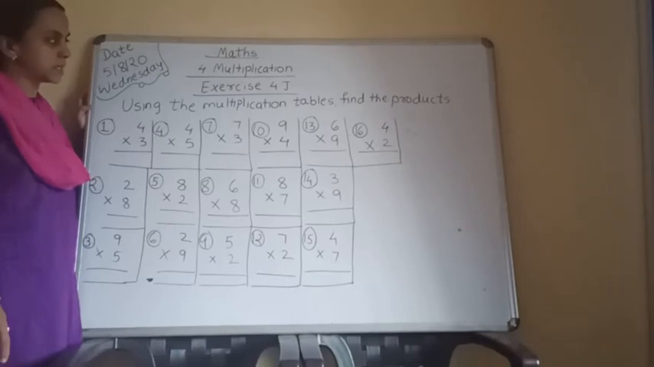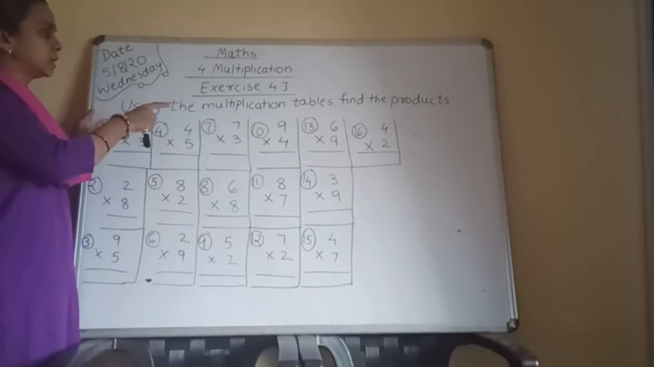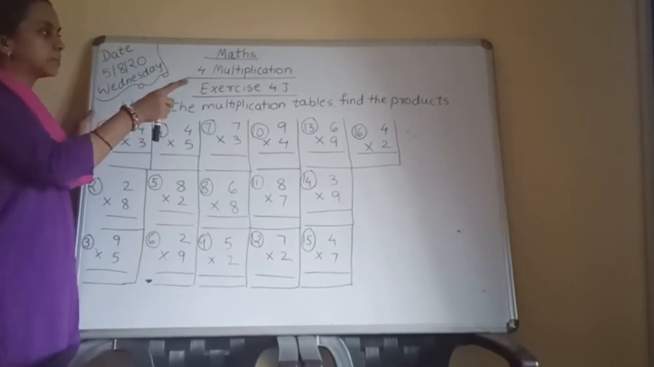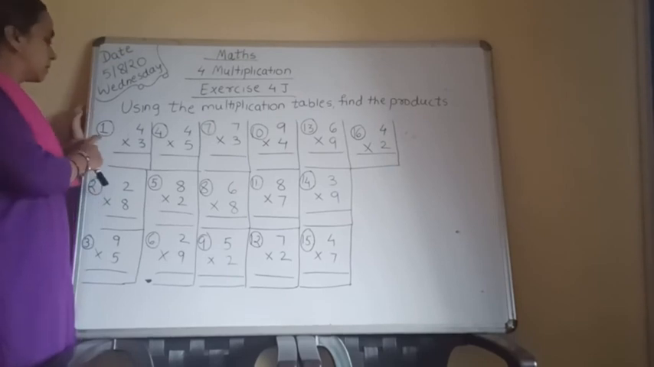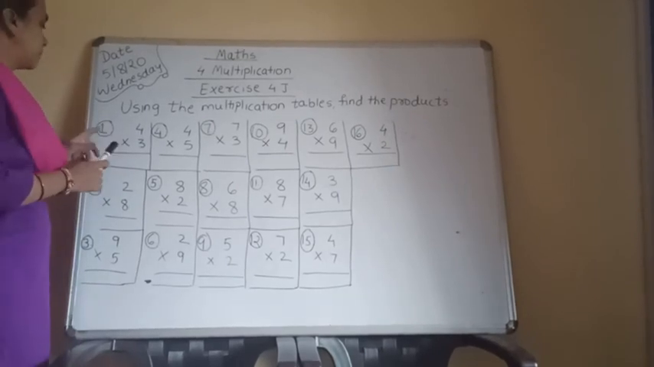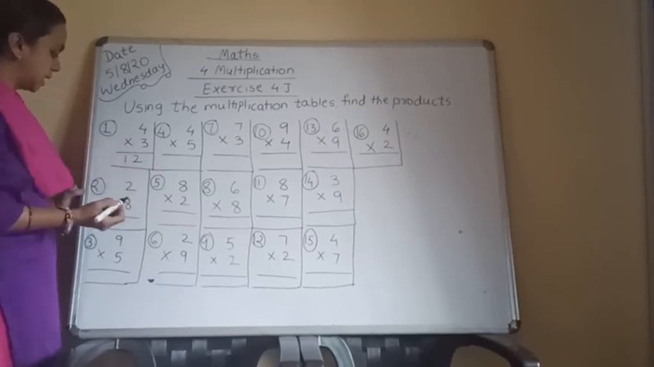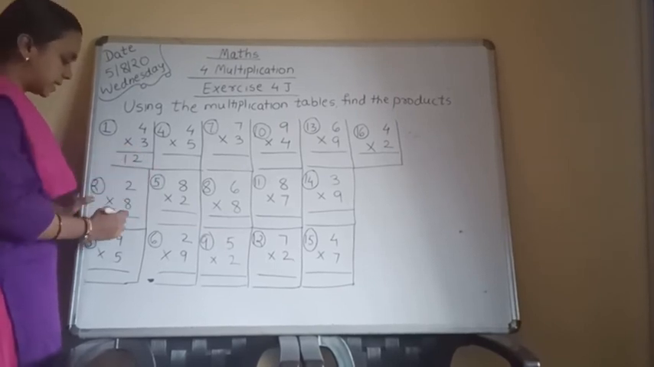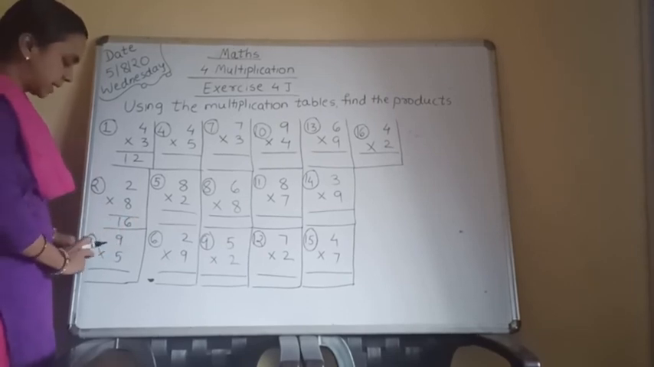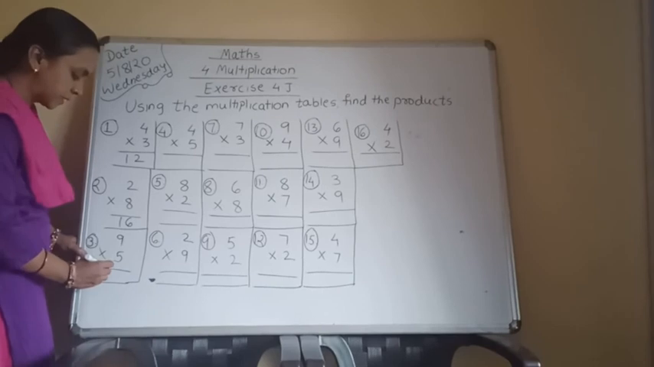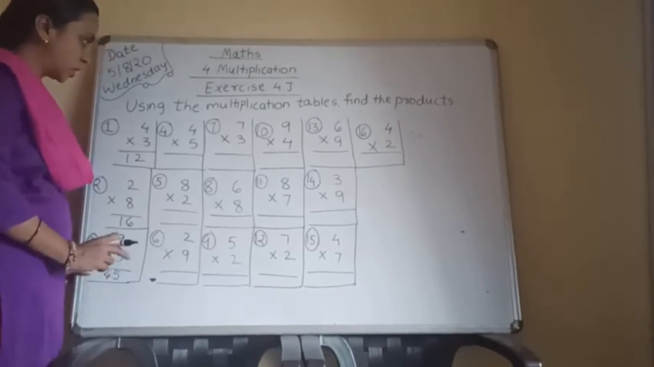Now see page number 59. Exercise 4J. Using the multiplication tables, find the products. Products means our answer. Okay, so we will start. First example, 4 3s are 12. So write down here 12. Second example, 2 8s are 16. Answer is 16. Third example, 9 5s are 45. So write down answer 45.